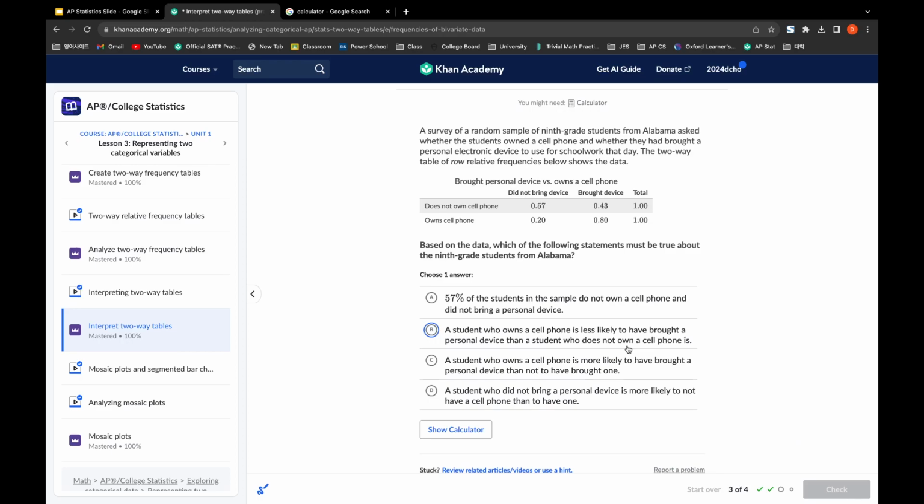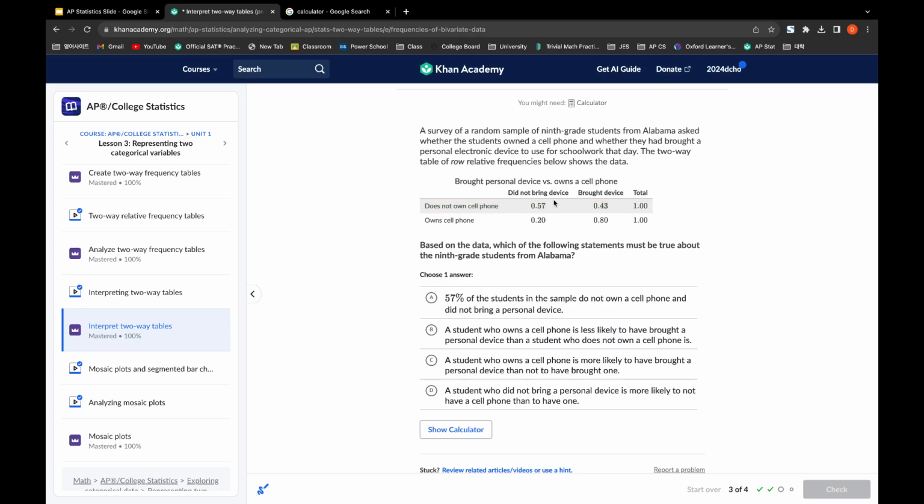A survey of a random sample of ninth grade students from Alabama asked whether the students owned a cell phone and whether they had brought a personal electronic device to use for schoolwork that day. The two-way table of relative frequencies below shows the data. Based on the data, which of the following statements must be true about the ninth grade students from Alabama? Okay, so A: 57% of the students in the sample do not own a cell phone and did not bring a personal device.